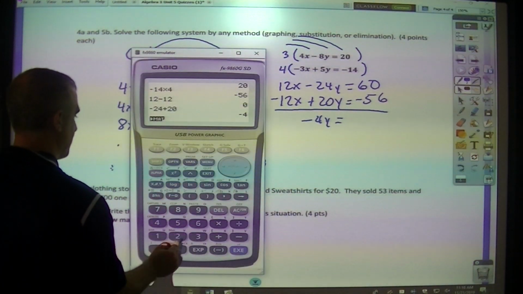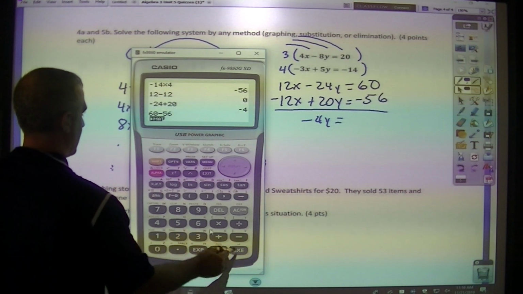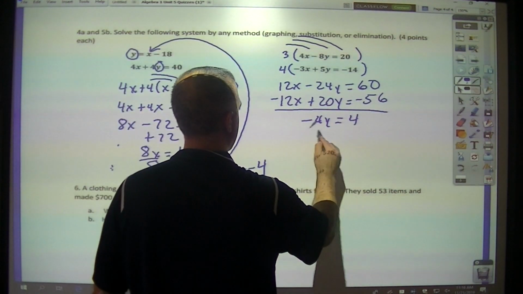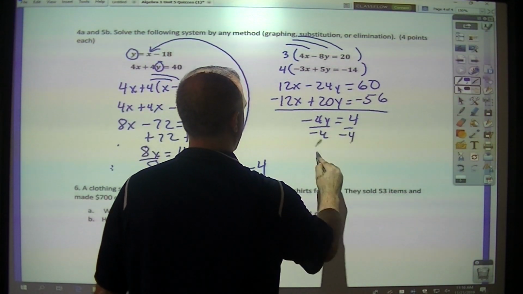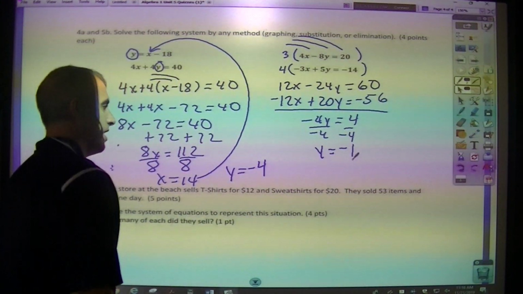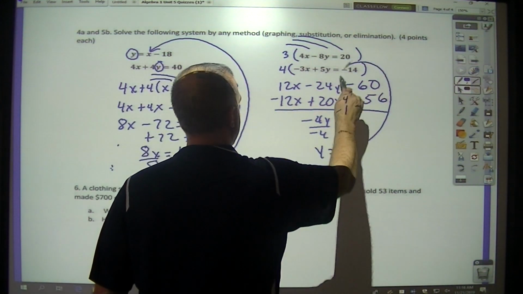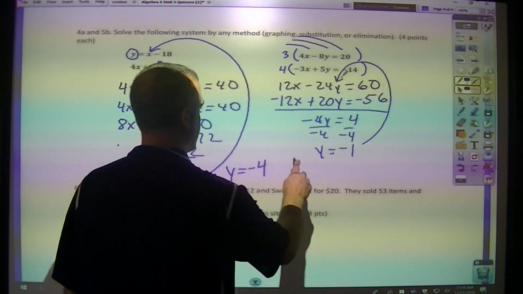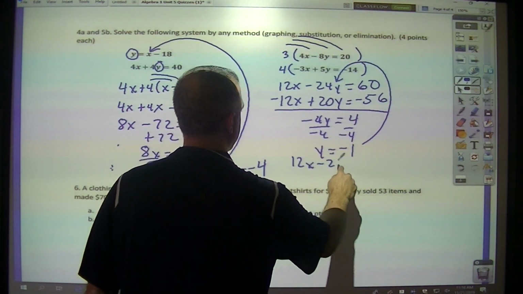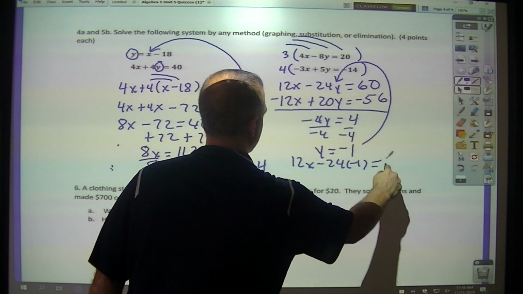60 minus 56 is 4. Divide by negative 4. Y equals negative 1. Okay? So now, what I would do is take that negative 1 and put it back into here. So that's going to be 12x, negative 24 times negative 1 equals 60.